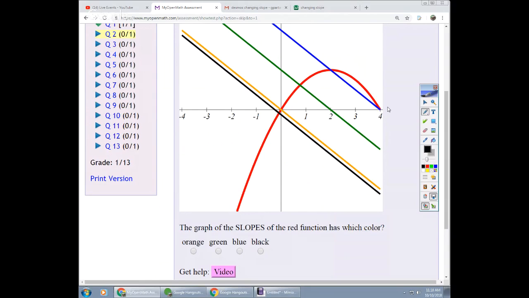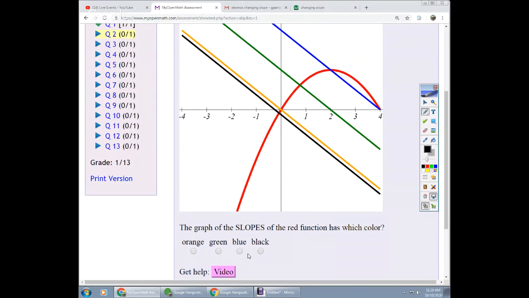If you go from positive to negative, what do you have to hit in between? 0, right? That's the intermediate value theorem. And on this side of 2, the slopes are negative. And green is the only function that is positive to the left of 2 and negative to the right. So it looks like green is the slope function, at least the best candidate for this red thing right here.